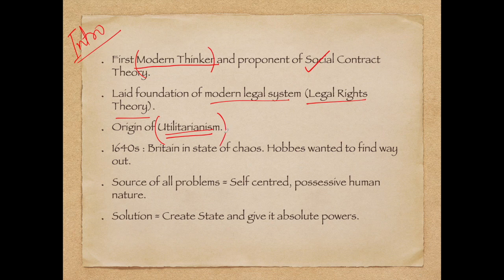He also was the progenitor, one of the forefathers of utilitarianism. In the context of utilitarianism, the most famous thinker is Jeremy Bentham, and we'll talk about Bentham in some of the later videos. But utilitarianism is considered to have originated in the work of Hobbes. We'll see in what way he was actually one of the forefathers of utilitarianism.